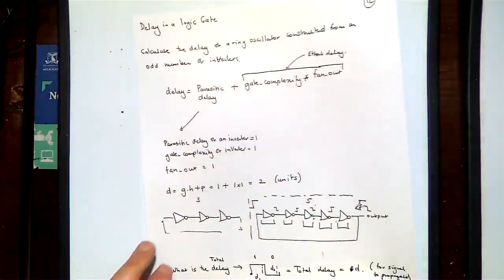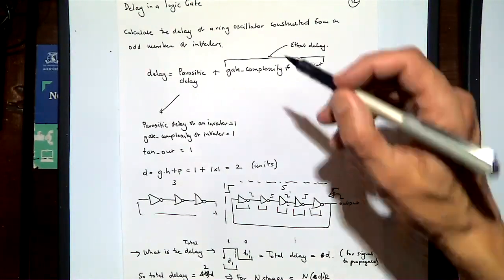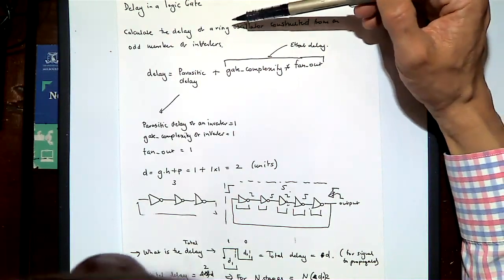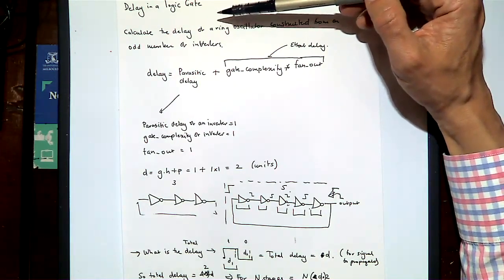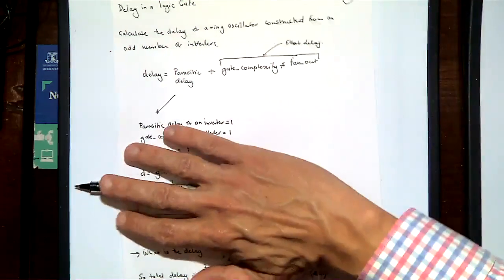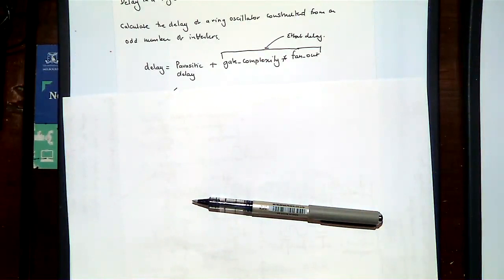Okay, so now let's start putting this into practice. We want to look at a logic gate. So, for the heck of it, let's look at a ring oscillator. Who can remember what a ring oscillator looks like? If I asked you to build a ring oscillator, has anyone built one?